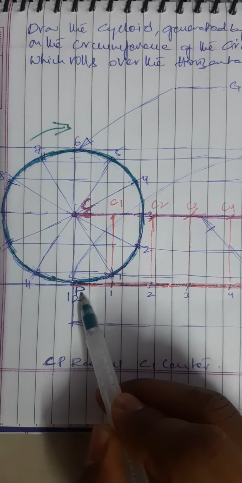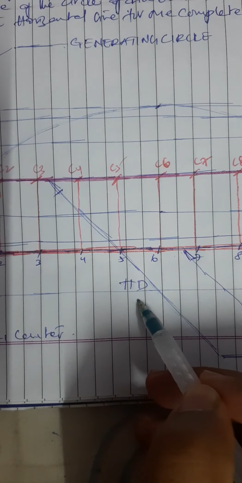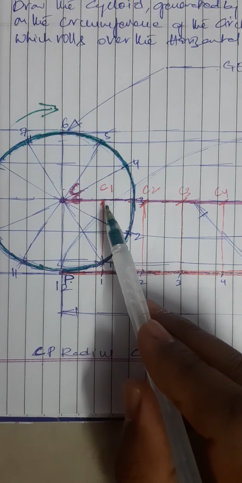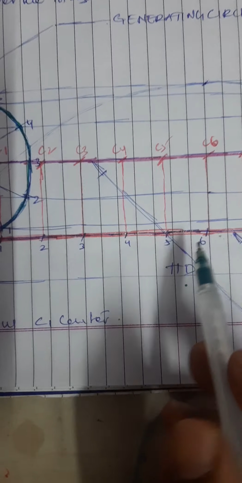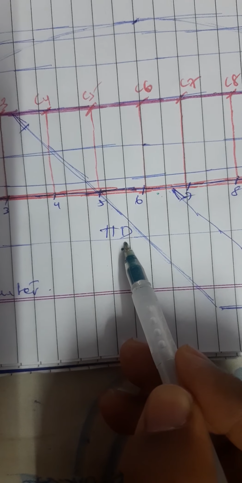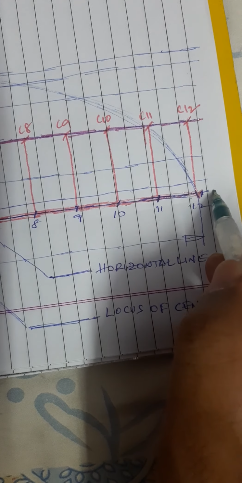Call it P. Now from P you need to draw a horizontal line of length pi d. Pi d means the circumference of the circle. When it completes one revolution over this horizontal line, it covers this much distance, right? So draw the horizontal line from P of length equal to pi d. Name the end as R.